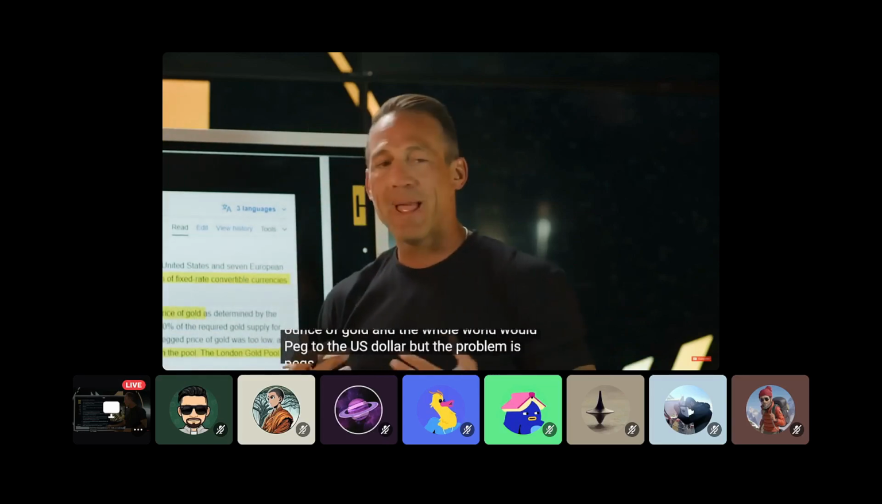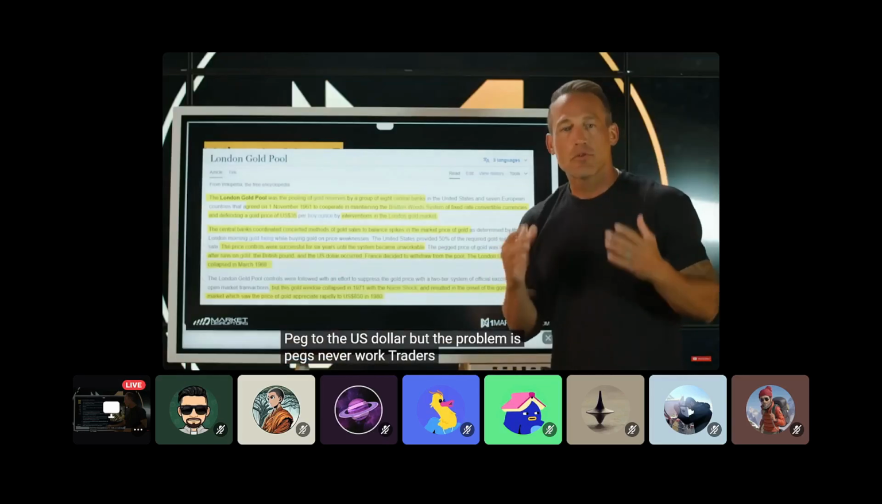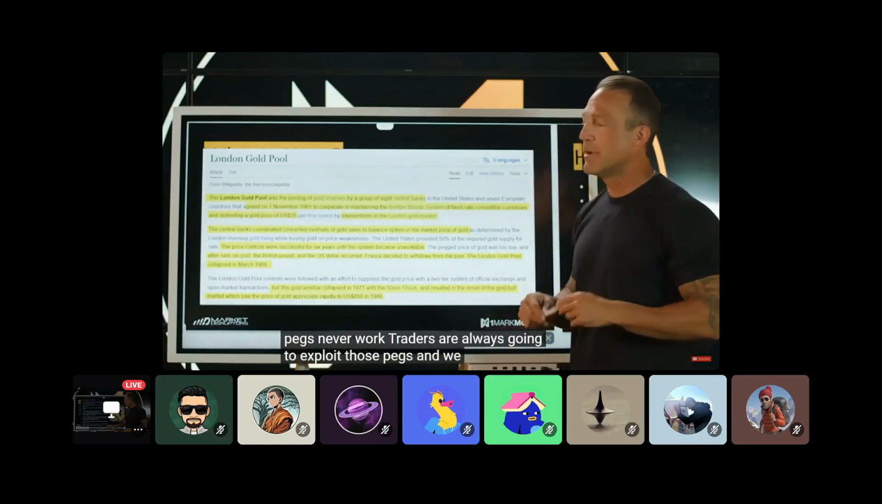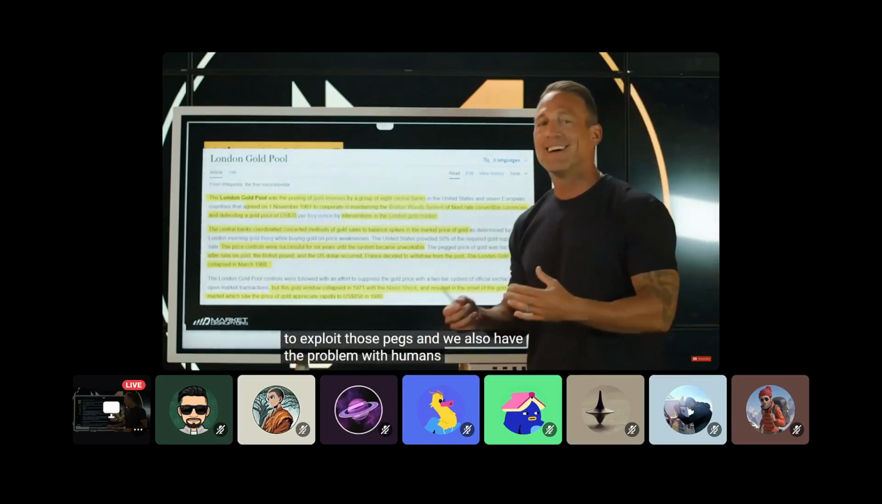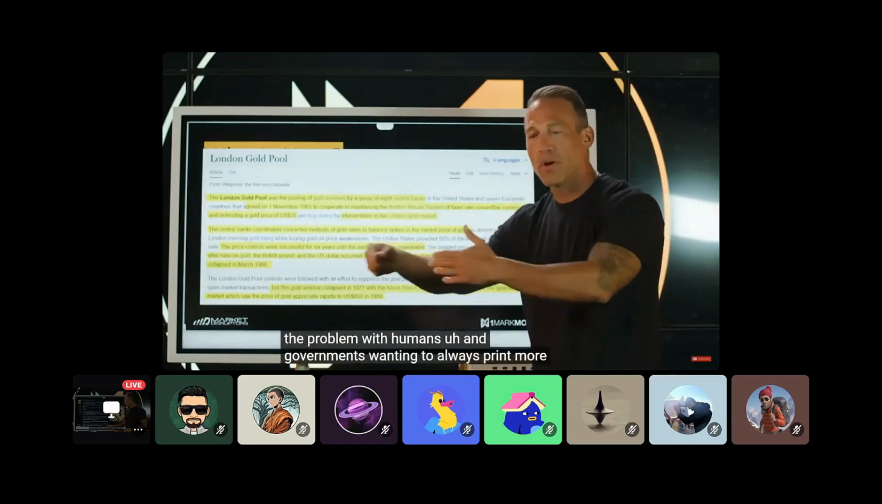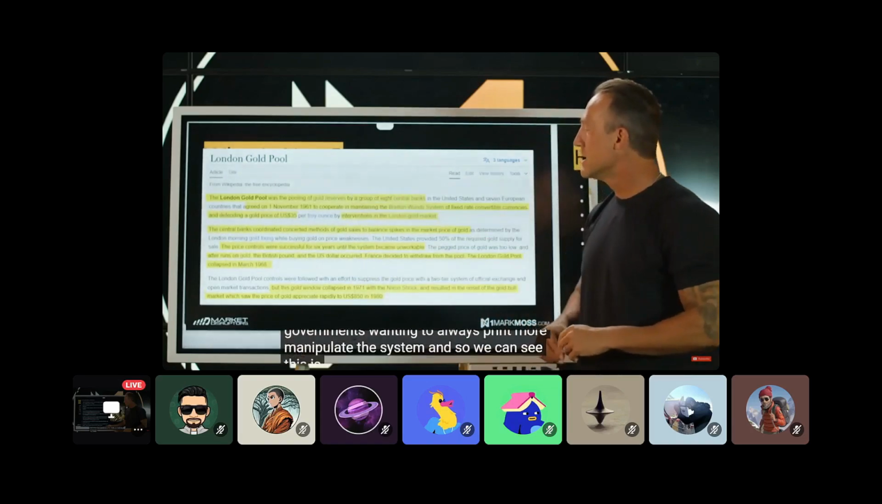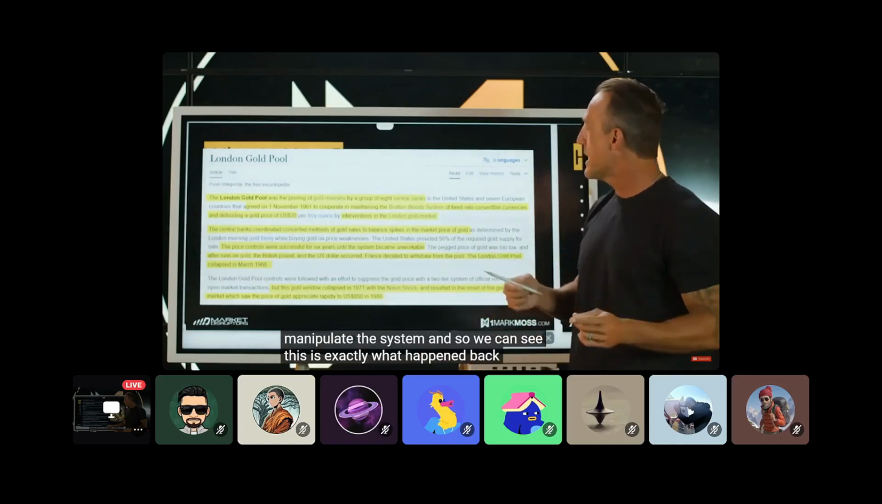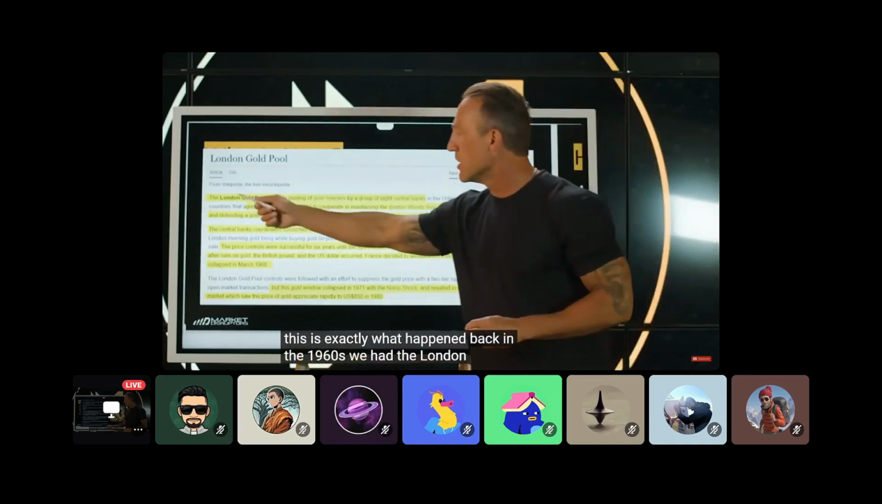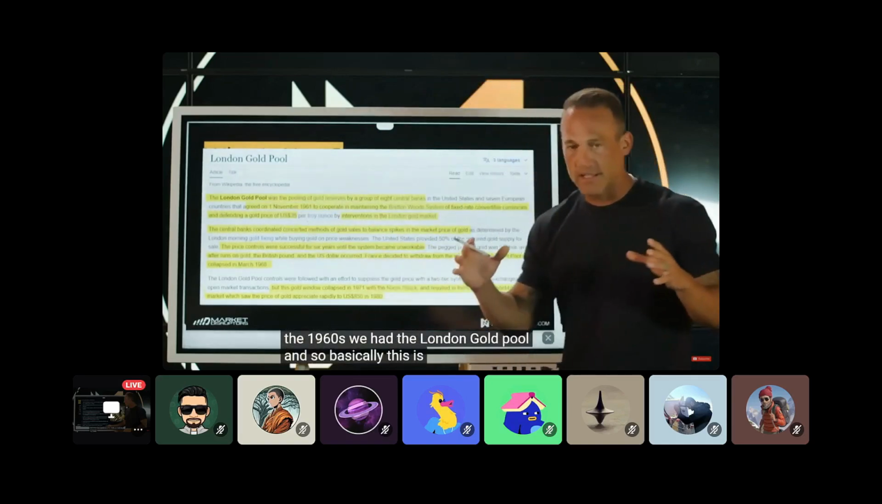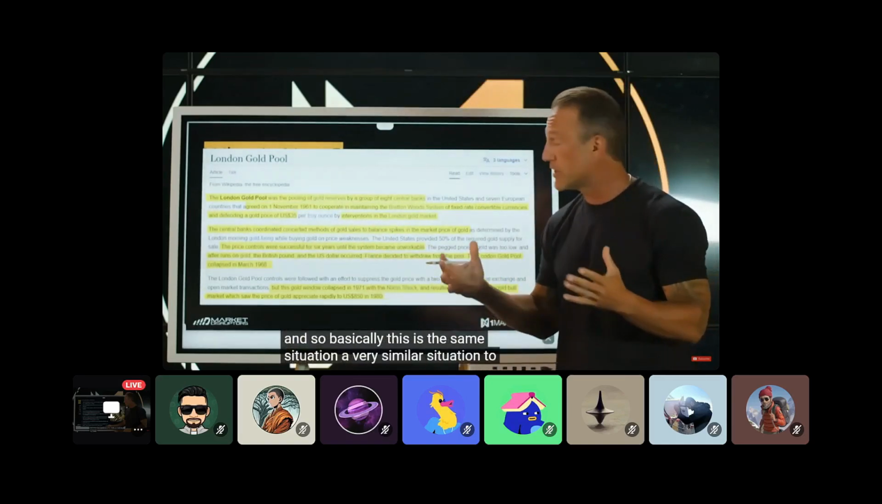But the problem is, pegs never work. Traders are always going to exploit those pegs, and we also have the problem with humans and governments wanting to always print more, manipulate the system. And so we can see this is exactly what happened. Back in the 1960s, we had the London Gold Pool. And so basically this is a very similar situation to what we're seeing now.